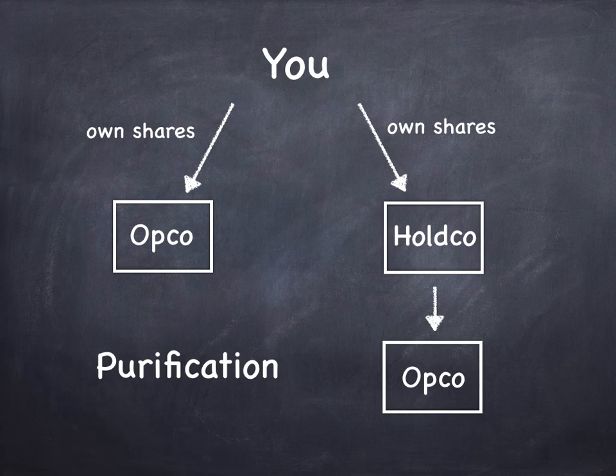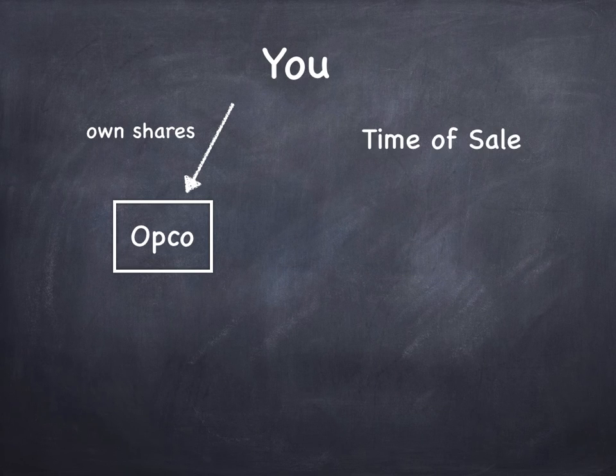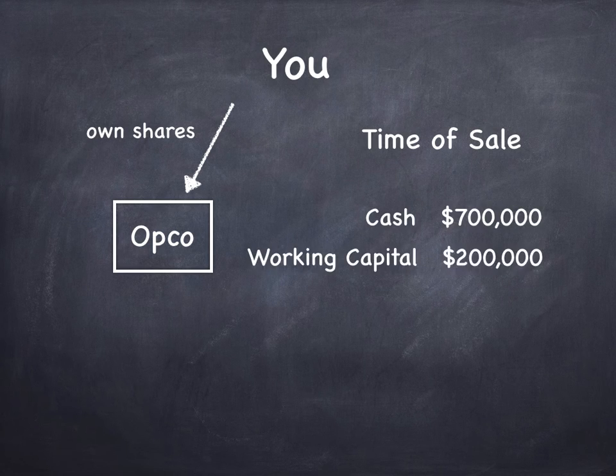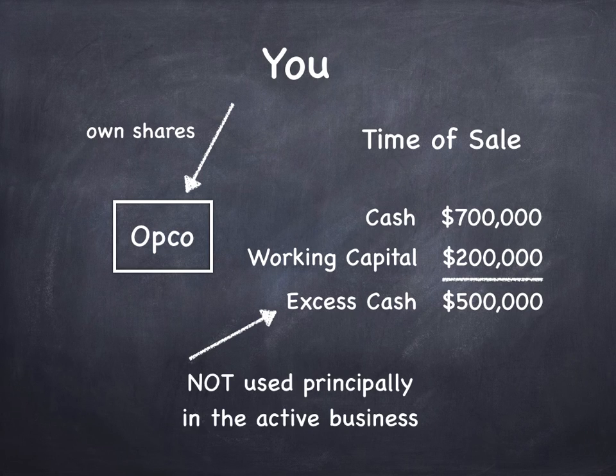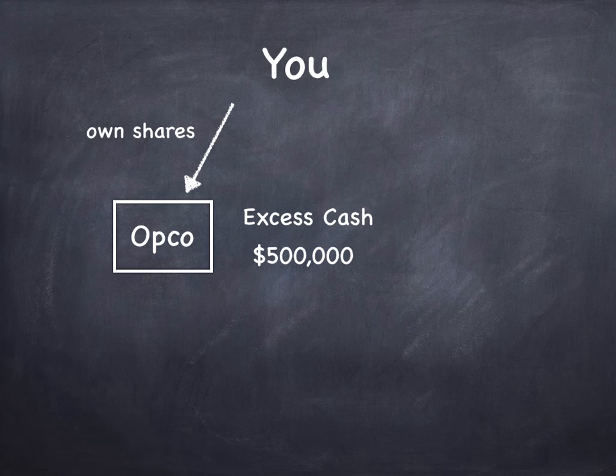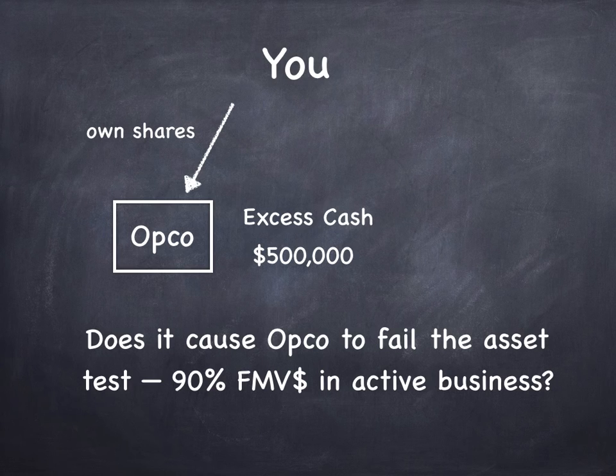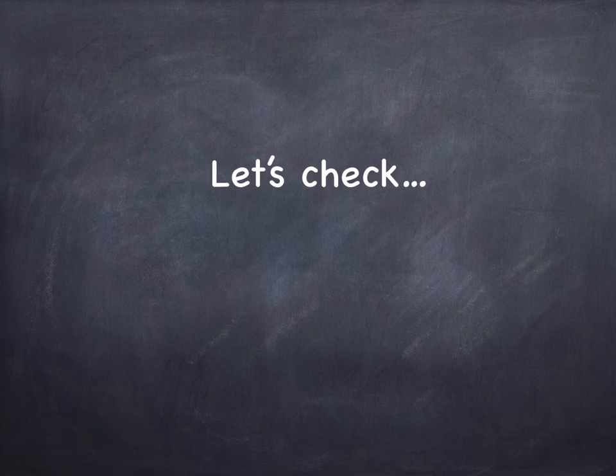If we wanted to undertake purification and we owned the OpCo directly, let's say we had $700,000 worth of cash and the working capital requirement was $200,000 and we had excess cash of $500,000, and that was considered to be not used principally in the active business, we've got to figure out what to do with that $500,000. Does it cause the OpCo to fail the asset test in terms of 90% of the fair market values of the assets being used principally in an active business? Is it a bad asset? Well, we have to check.